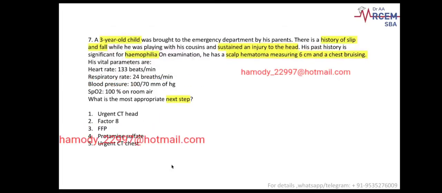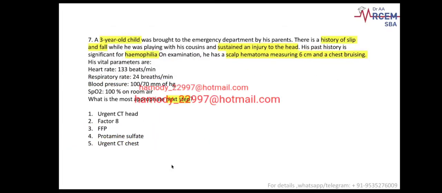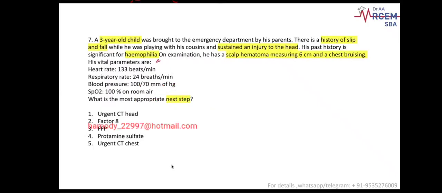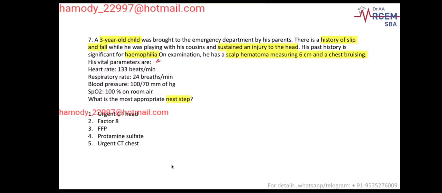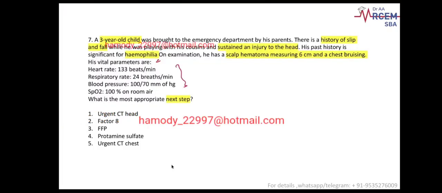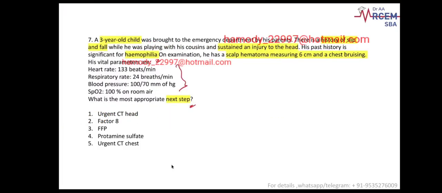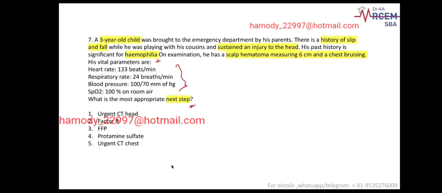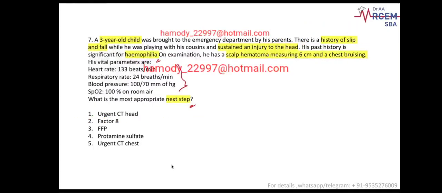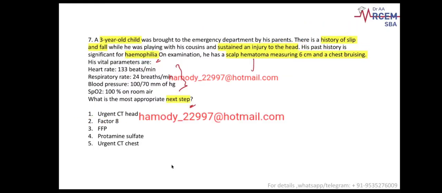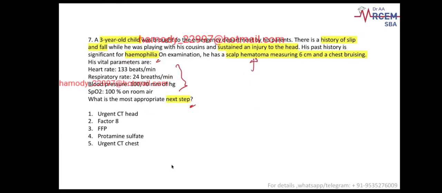A 3 years old child, history of slip and fall, sustained an injury to the head, and he is a known case of hemophilia. Scalp hematoma measuring 6 centimeters and chest bruising is seen. Vital parameters are given. What is the next step they're asking? This scalp hematoma can keep on getting enlarged, so you need to first address this scalp hematoma the patient is having.